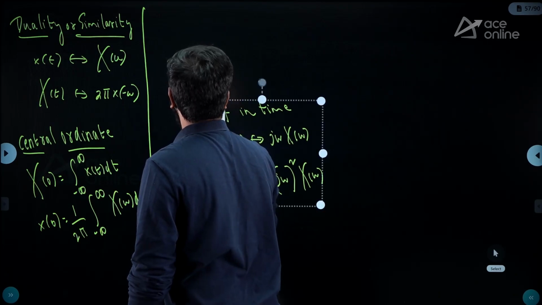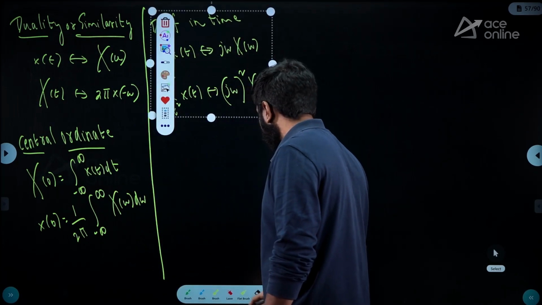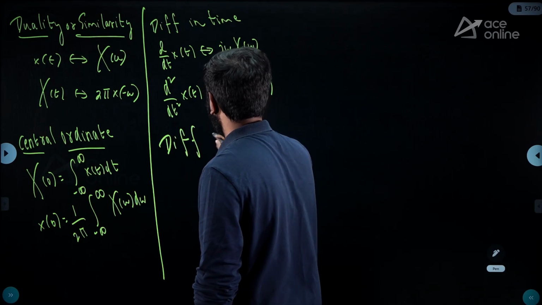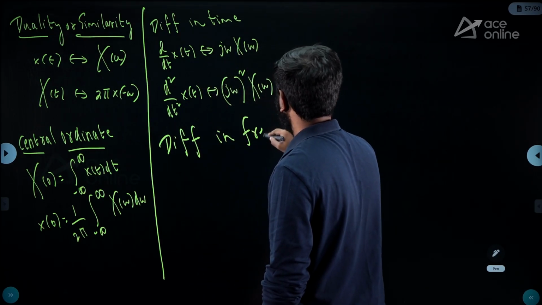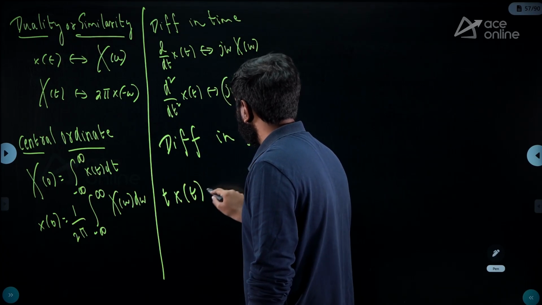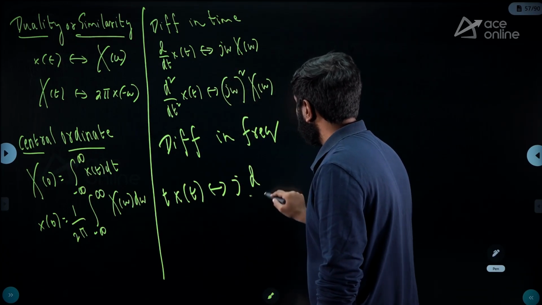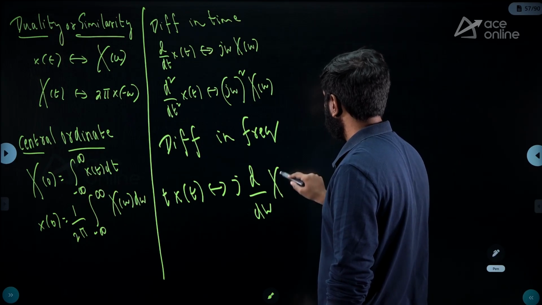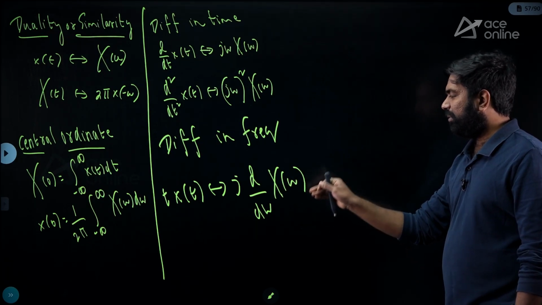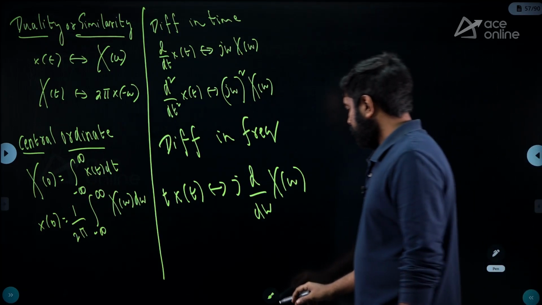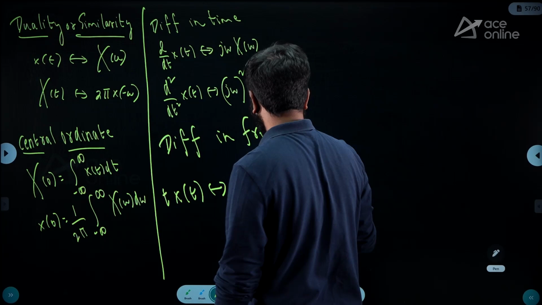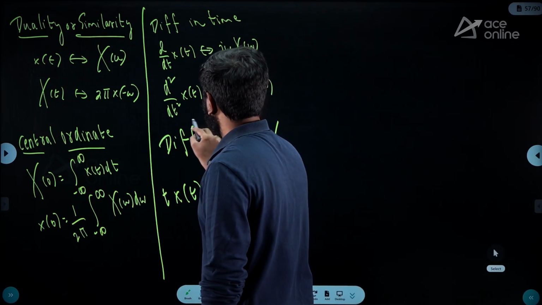So just like you have differentiation in time, there is something called differentiation in frequency. According to this, t x of t has the Fourier transform j d by d omega of X of omega. And then the most important one, which is called the convolution property.